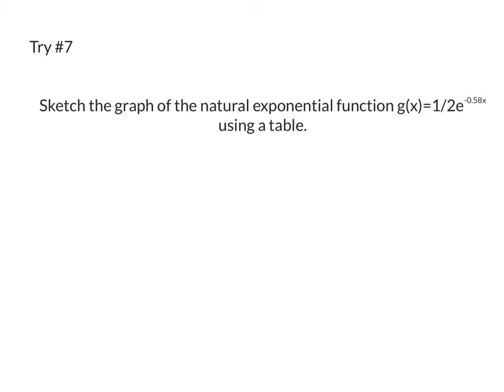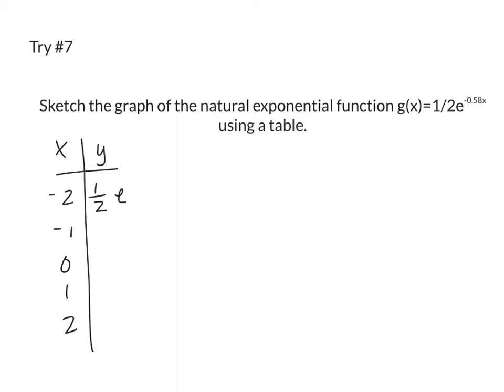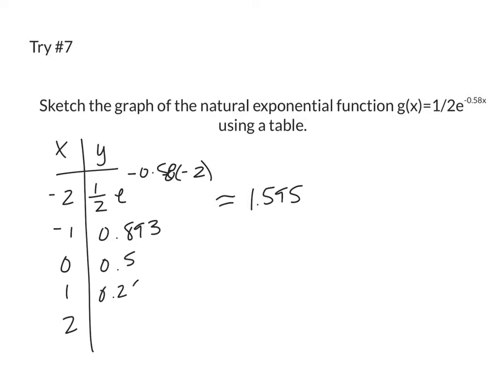For this table, again, we want to choose -2, -1, 0, 1, 2. These values are 1/2 e to the negative 0.58 times -2 power. This is going to be about 1.595. The next one is 0.893, then 0.5, 0.280, and then 0.157.